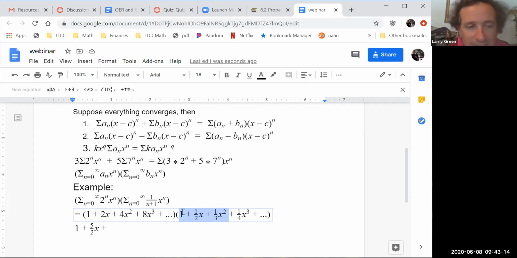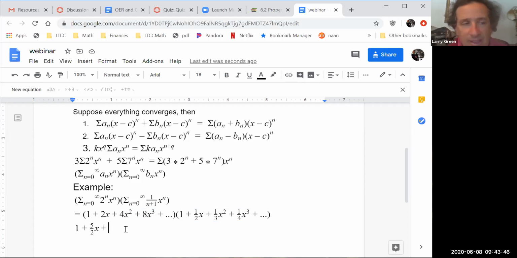So how are you going to get an x squared? Well, we could do a 1 times a third x squared. You could do a 2x times a half x. That gives you an x squared. And you could do a 4x squared times 1. So 1 times a third is a third. 2 times a half is 1. So now we're at 1 1/3. And 4 times 1 is 4. So we're at 5 1/3, or 16/3.